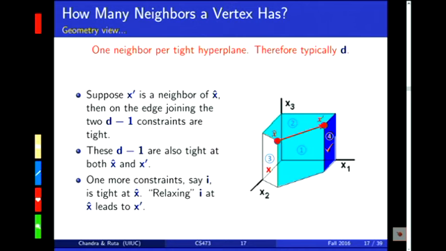So for every tight hyperplane at a vertex, when we leave it, we go to a neighbor. Suppose I leave 3, I know that I go to x prime. If I leave 2, where do I go? From x hat, suppose I relax hyperplane 2, where do I go? Down, right? I'll go here. Right? If I leave 1, where do I go?